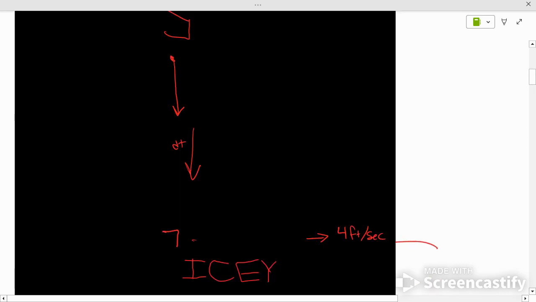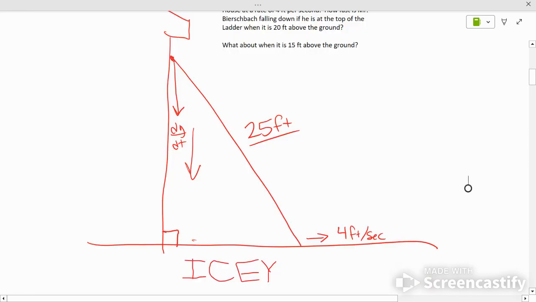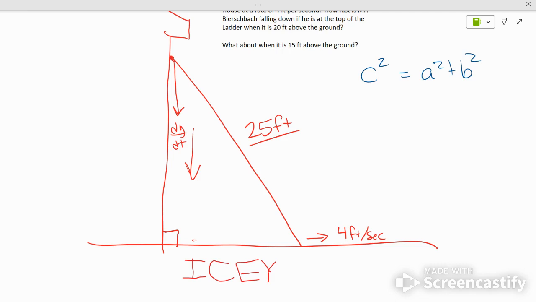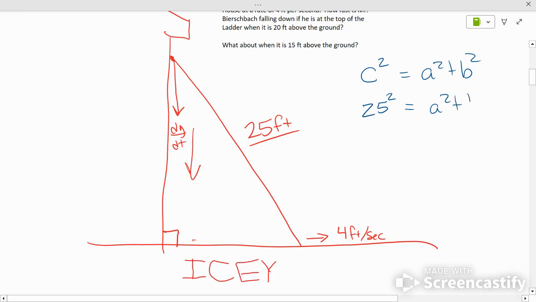Well, what shape is this? What type of a triangle? A right triangle. So we need to know the lengths of the sides of this right triangle. How do you find the lengths of the sides of right triangles? Pythagorean theorem. So we are going to use formulas today. So c squared equals a squared plus b squared. Now what is c? 25. So this is 25 squared equals a squared plus b squared.